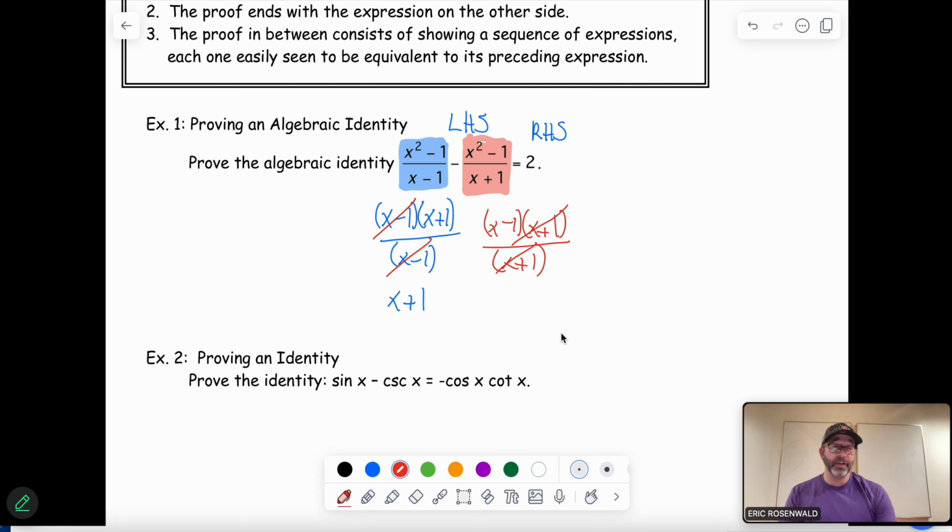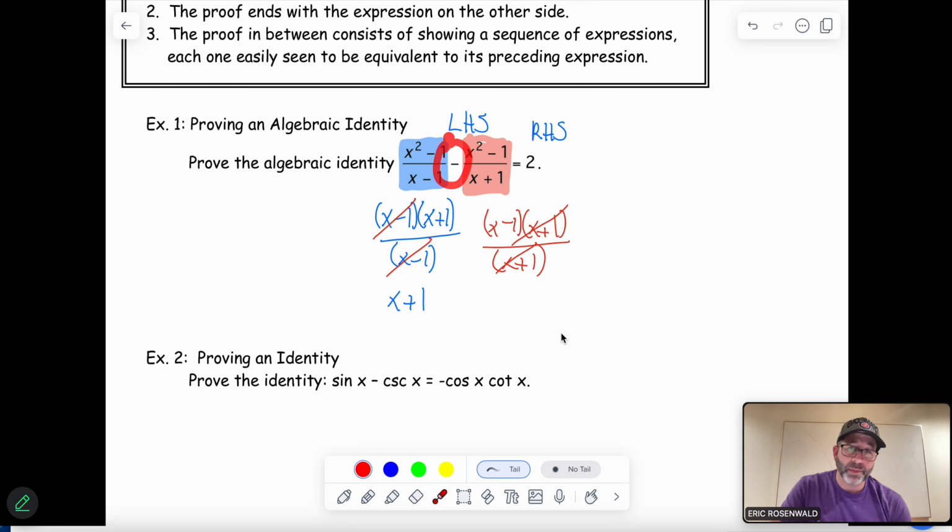And this is where you need to be very careful. This minus sign that's in front is going to be a problem for some people. You have to remember that that minus is going to get distributed to everything that comes after it. So if we distribute that minus to everything, we're going to have a minus x and a plus 1. And we're saying it's supposed to be equal to 2 at the end of the day.